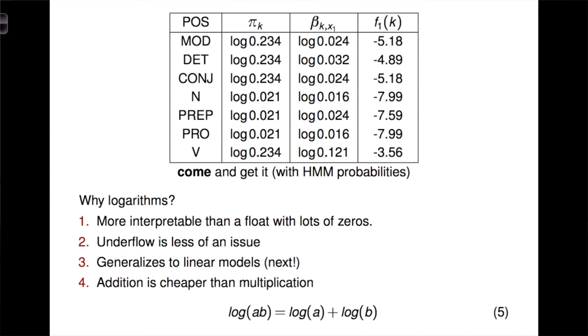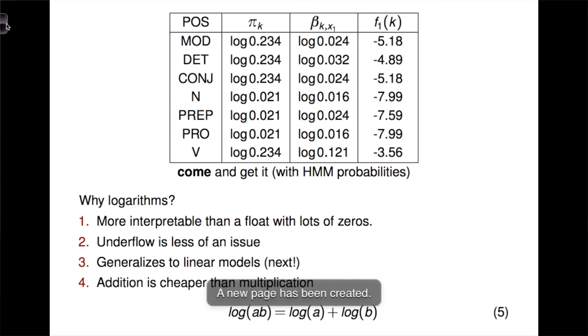As a reminder, we're using logarithms because the numbers that you get are a little bit more interpretable. Underflow is less of an issue. It generalizes to the linear models we'll be talking about next, and addition is cheaper than multiplication. And so rather than multiplying a bunch of probabilities together, we'll just add the logs together.